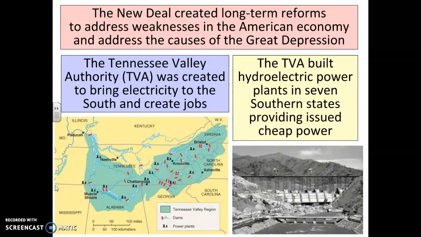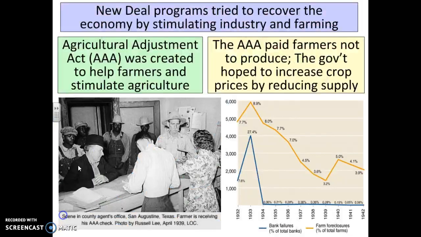Another program, the TVA, or the Tennessee Valley Authority, was created to bring electricity and, again, infrastructure jobs, with people building electrical infrastructure and dams to provide hydroelectric power in different states in the South, especially in rural areas where electricity was still not a guarantee. So again, another example of trying to get people back to work.